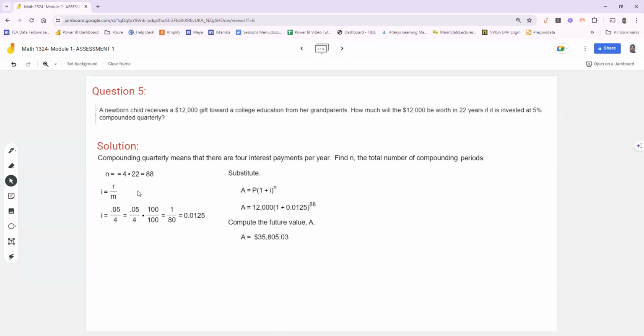That's the power. Now we're going to find the I value. I is when you divide the given rate by your interest periods. Since it's quarterly, we're going to divide the R by 4, and this is the new I value. Now, if you plug in the numbers to this equation, this kid is going to have $35,805.03 after 22 years for this investment.